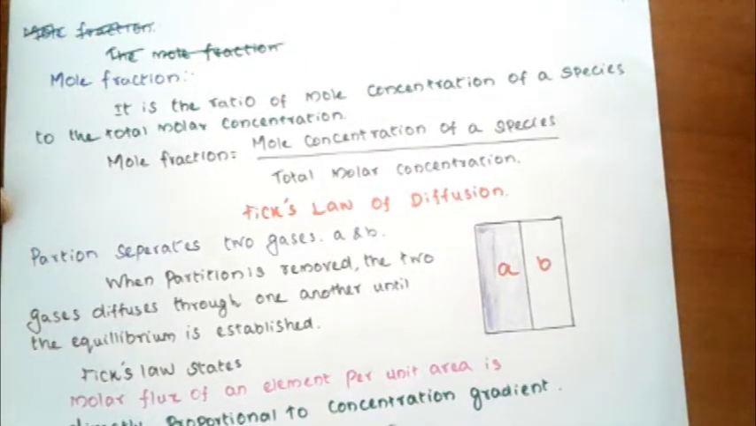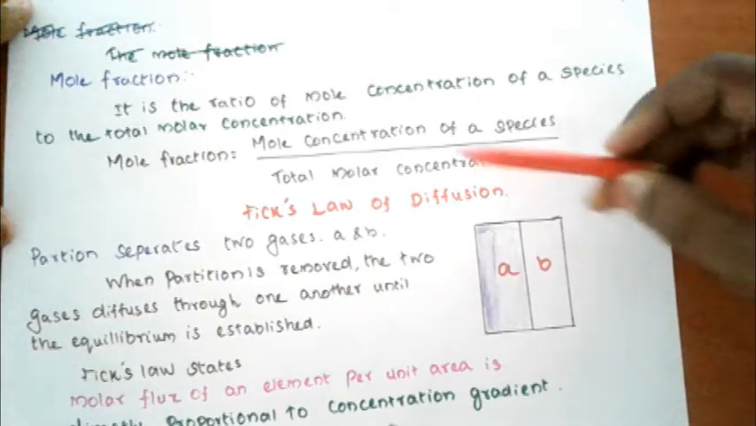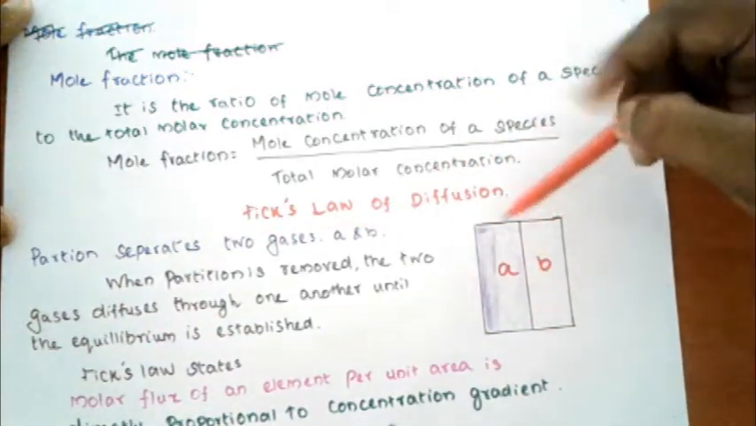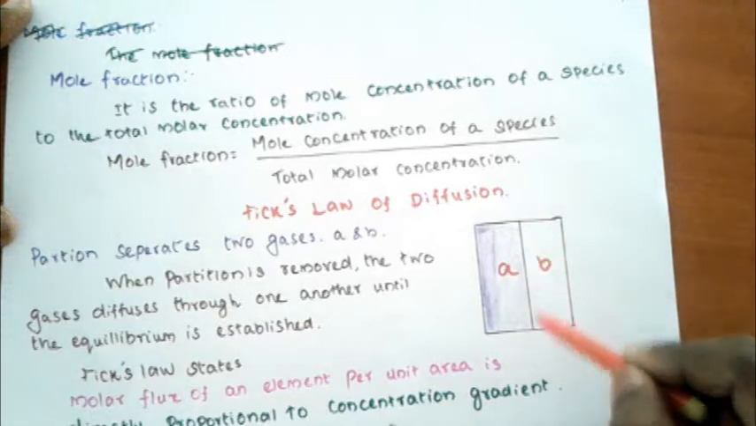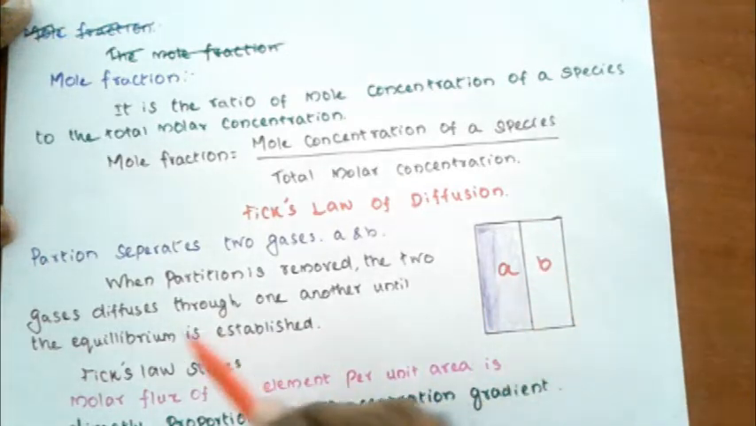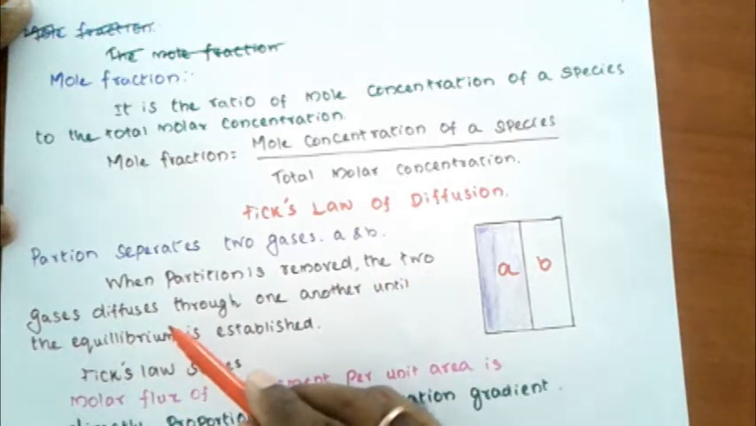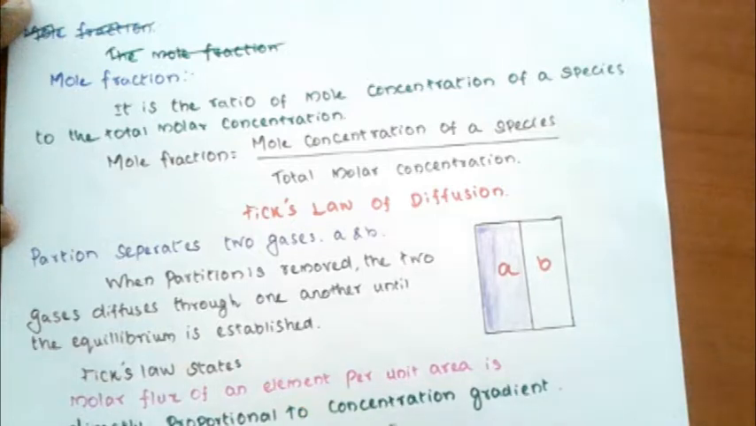Next, we are going to see what is meant by Fick's law of diffusion. We have two compartments, A and B. A partition separates two gases, A and B. Now, when this partition is removed, the two gases diffuse through one another until equilibrium is established.